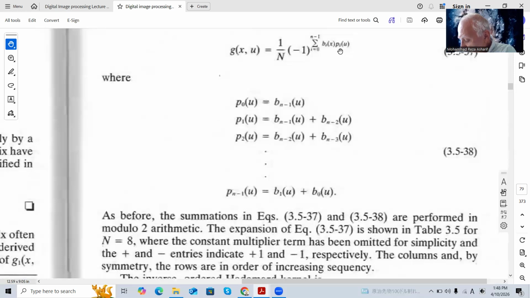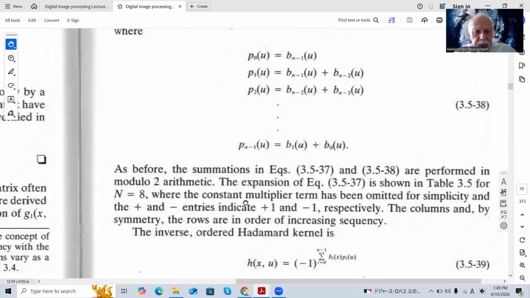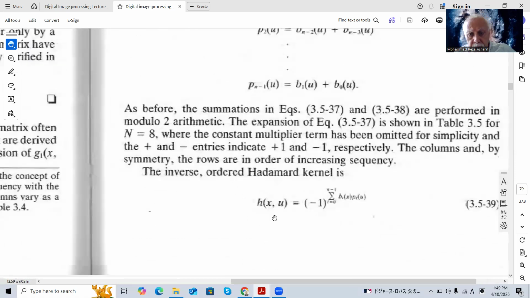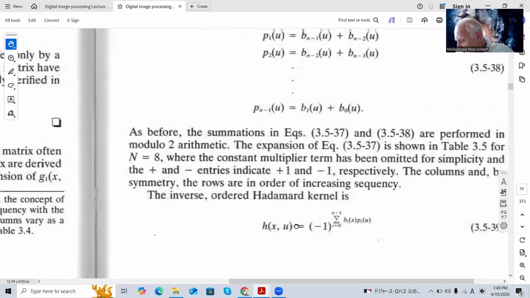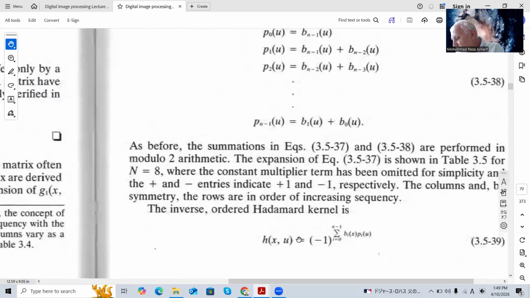With this kernel, the recursive form is this one. This is like a Gray code. This p is a Gray code in one dimension. For two dimensions, I will tell you. So this is the ordered Hadamard. So if you put ordered Hadamard, let me see.